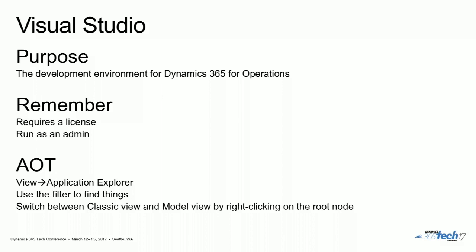The AOT is under the View menu in Visual Studio, Application Explorer. The shortcut is Control E, and there's a filter at the top where you can type to find whatever you need. As long as you don't have a filter entered, you can right-click on where it says AOT and switch from classic view, which is the resource types, classes, tables, user interface, and then forms under that, with a couple of levels of tree, to model view. In model view, you open up Tech Conference, and there'll be classes and forms and all that stuff.